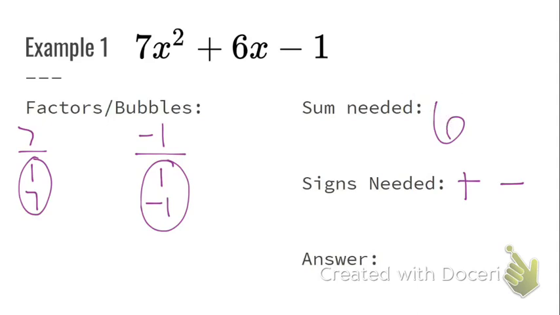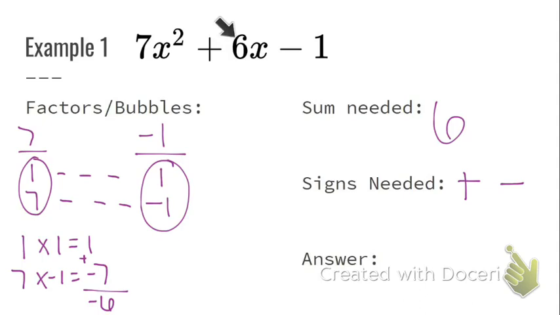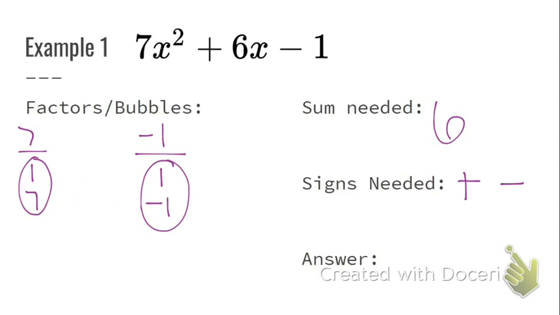So for example, if I were to just multiply straight across here, 1 times 1 is 1, 7 times negative 1 is negative 7, and when I add those together, I get negative 6. That doesn't work for me because I need a positive 6. So we're going to have to try again, which means we need to flip-flop the way our bubbles get connected.